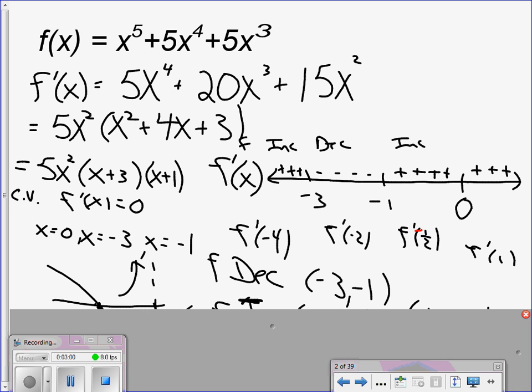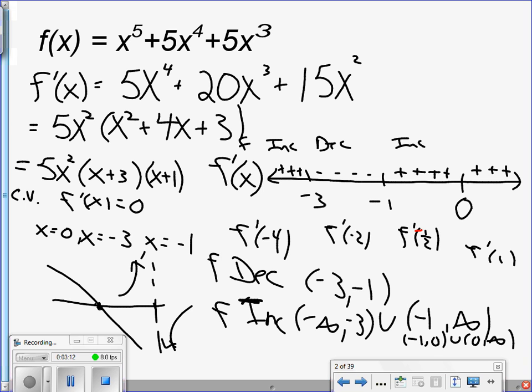So when you're asked where is it decreasing, what are you looking for? Where it's negative, right? So from -3 to 0. Wait, I should say from -3 to -1. And then where is it increasing? Should be from -infinity to -3, from -1 to 0, and then 0 to infinity. But you can just put all that together if you want. You can say from -1 to infinity.